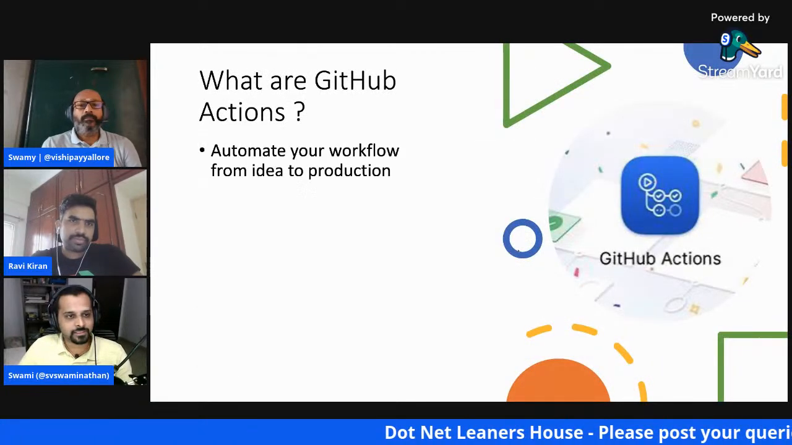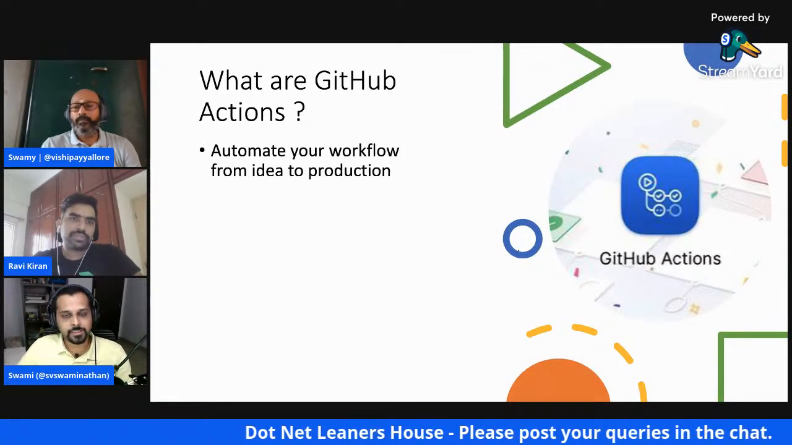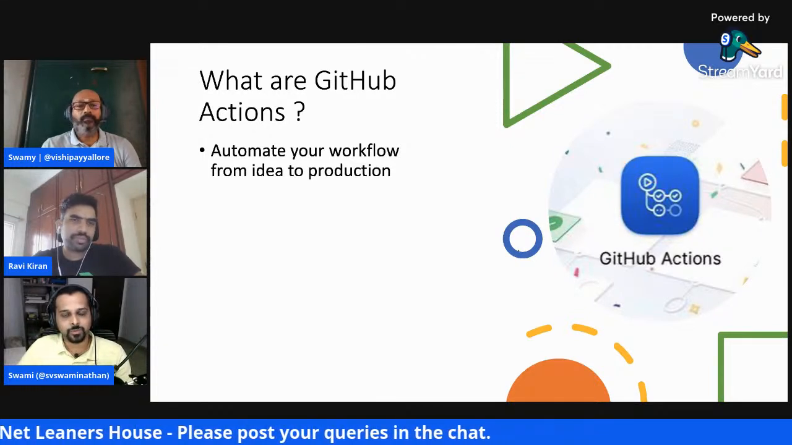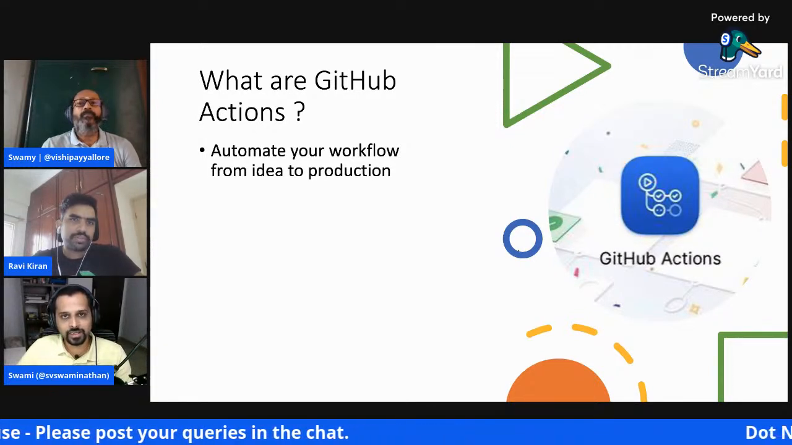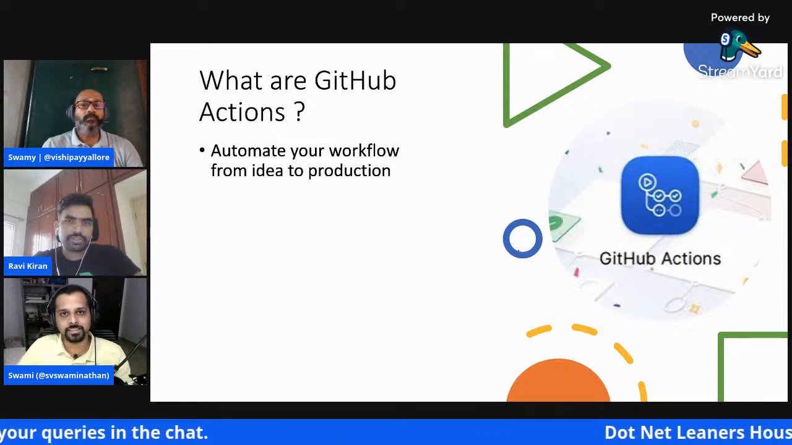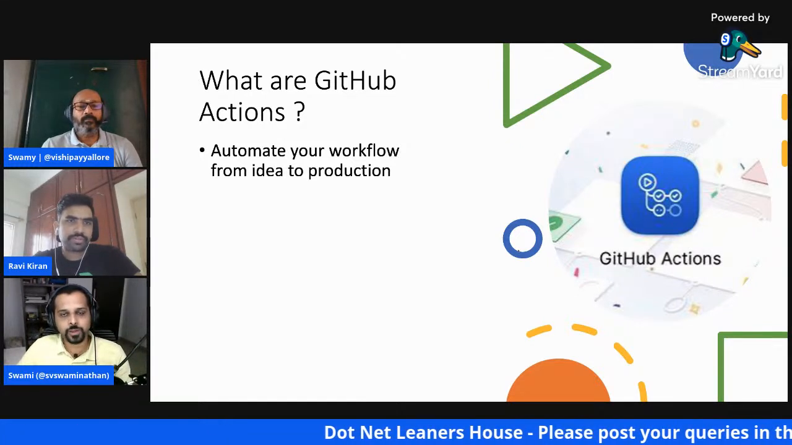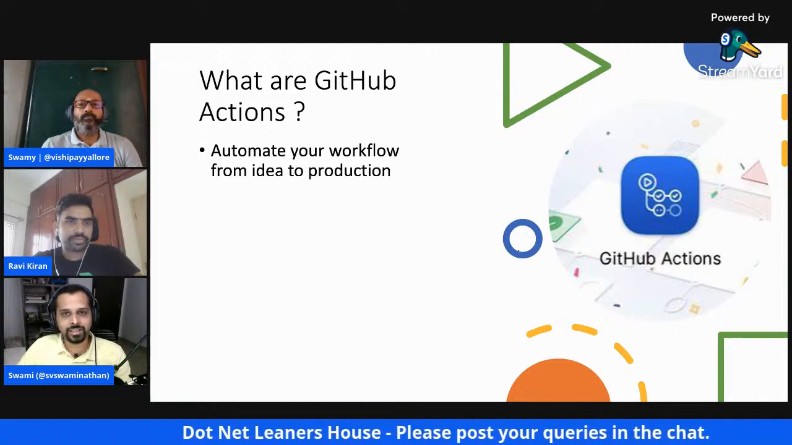All right, so first thing, what are GitHub Actions? GitHub Actions is more of a workflow automation. You can automate anything. When I say anything, what are the things you can automate? Most likely, all of you would have heard of the CI/CD part, which is continuous integration, continuous deployment. But there are more things we can do with GitHub Actions. It's not only a CI/CD tool.